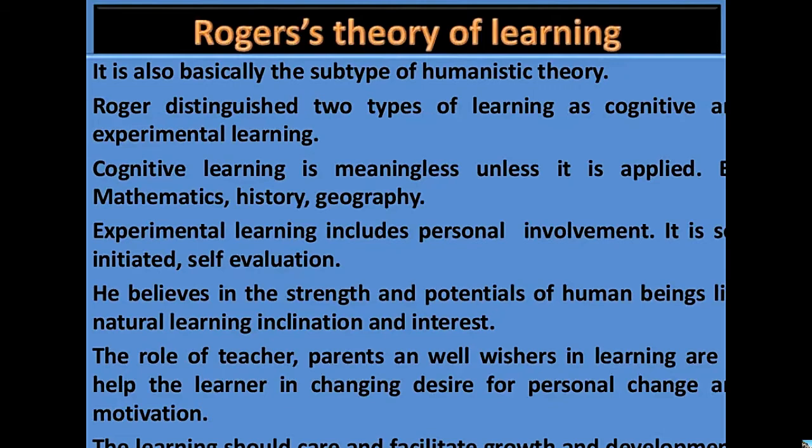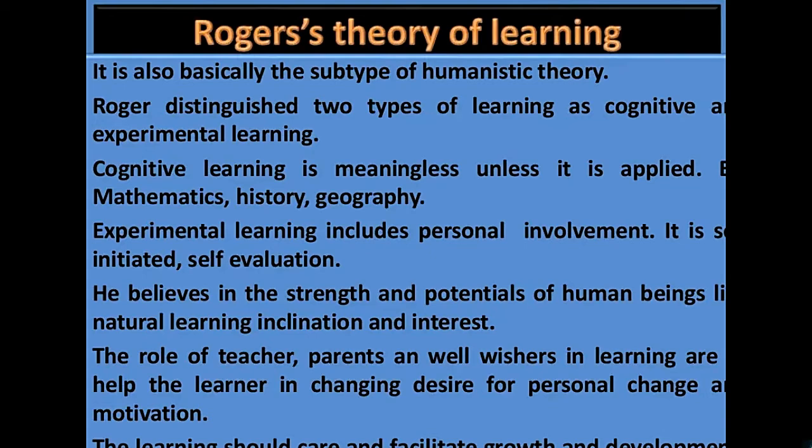The Rogers theory of learning. It is basically a subtype of humanistic theory. Rogers distinguished two types of learning: cognitive and experiential learning. Cognitive learning is meaningless unless it is applied. Example: mathematics, history, geography. Experiential learning includes personal involvement. It is self-initiated and self-evaluated. He believes in the strength and potentials of human beings, like natural learning inclination and interest.